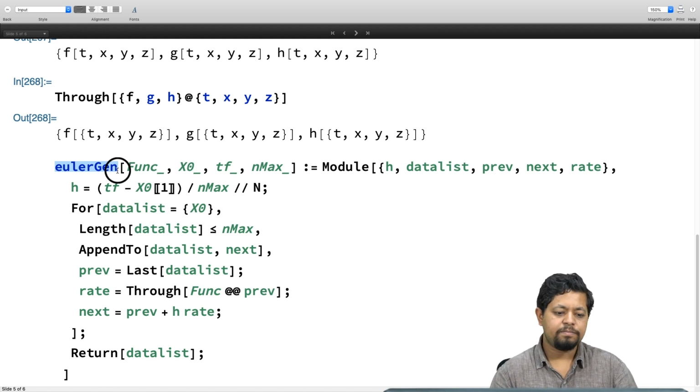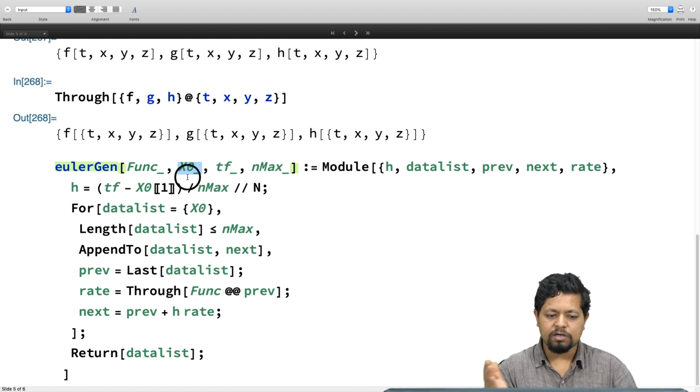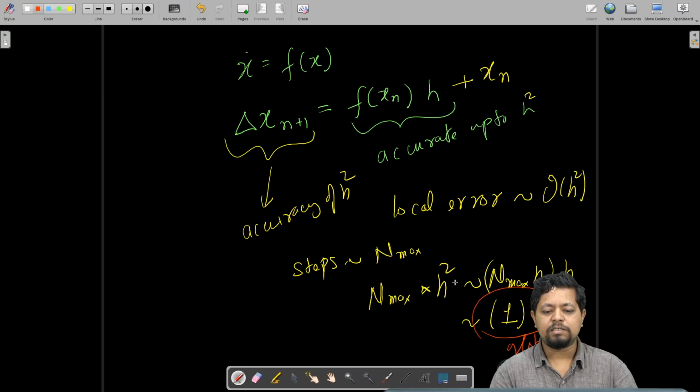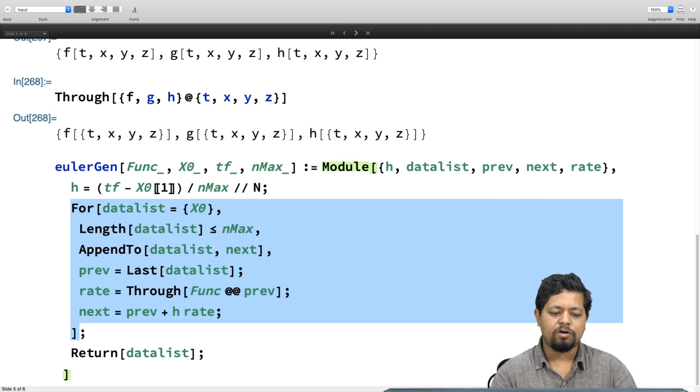So 3 other dimensions. So again, for this Euler general function, I've got arguments: the set of functions f, g, h, etc., the initial point x naught. Now this x naught is going to contain also the initial time t naught. So this contains t naught, x naught, y naught, and z naught, all the 4 items in it, and the final time tf up to which I want to evolve, and nmax. Nmax is the number of steps that I want to keep. So you see there's some modification over here. T naught has been absorbed into x naught as part of the initial condition x naught.